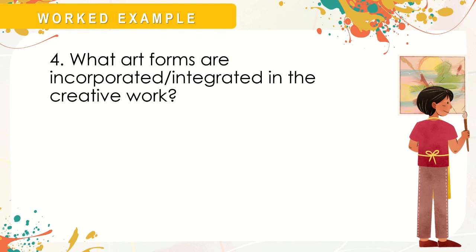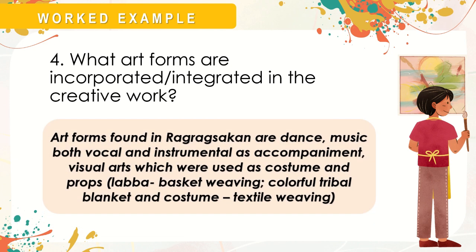What art forms are incorporated or integrated in the creative work? Art forms found in Ragragsakan are dance, music, both vocal and instrumental as accompaniment, and visual arts which were used as costume and props: labba, basket weaving, colorful tribal blanket and costume, textile weaving.